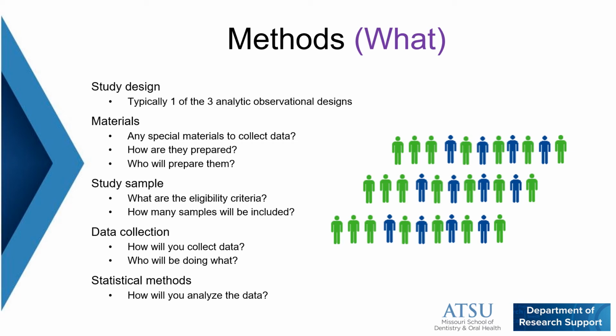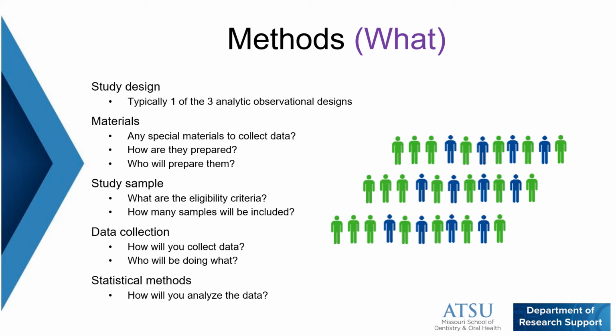For the study sample, explain the eligibility criteria. This will include information on certain demographics and health histories possibly, as well as diagnostic criteria if applicable. For example, if poor gingival health is your outcome, what is your diagnostic criteria? You should also include how many samples you will collect.